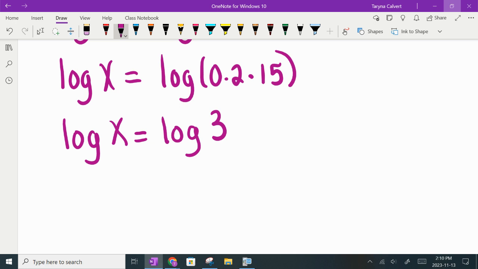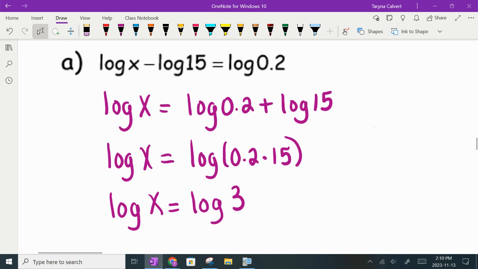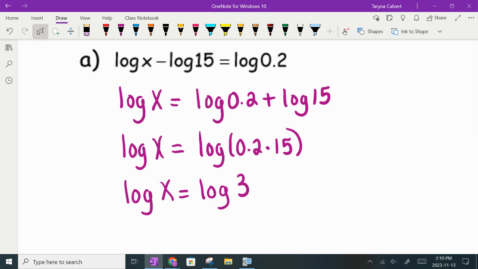If you chose not to move the log 15 to the other side, would you have had an argument piece that said x over 15 equals log 0.2? And then you would have dropped the logs and solved for x.